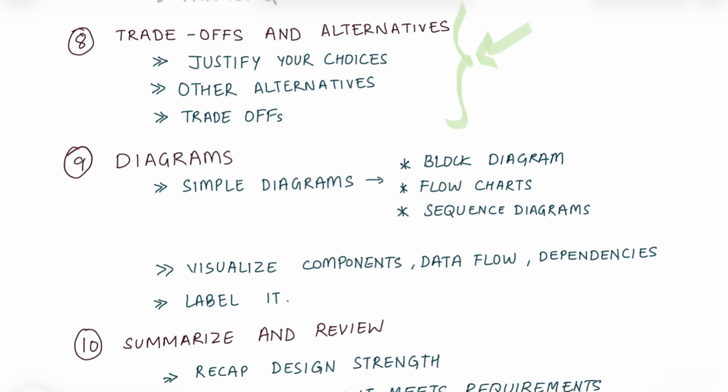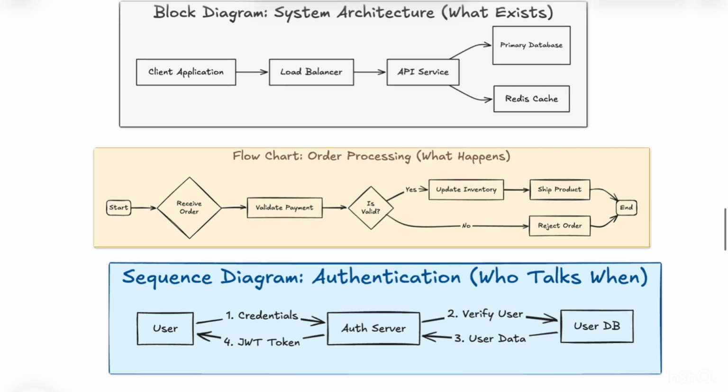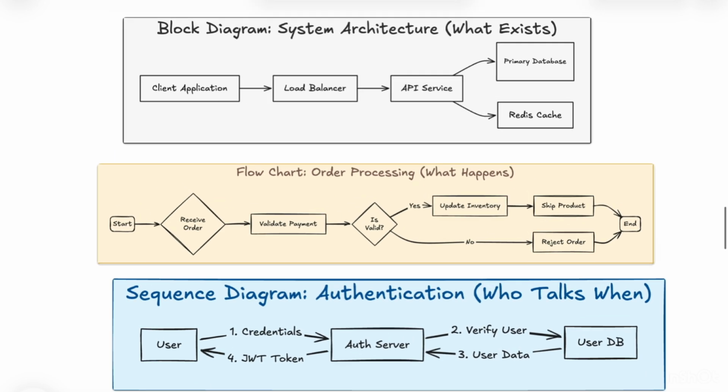Now, coming on to the diagram, there are three types of diagrams generally used by us: the block diagram, the flow diagram, and the sequence diagram. Here are the examples I have prepared in advance. All three of them have different purposes. The block diagram shows what exists, the flow chart shows what happens, and the sequence diagram shows who talks when.